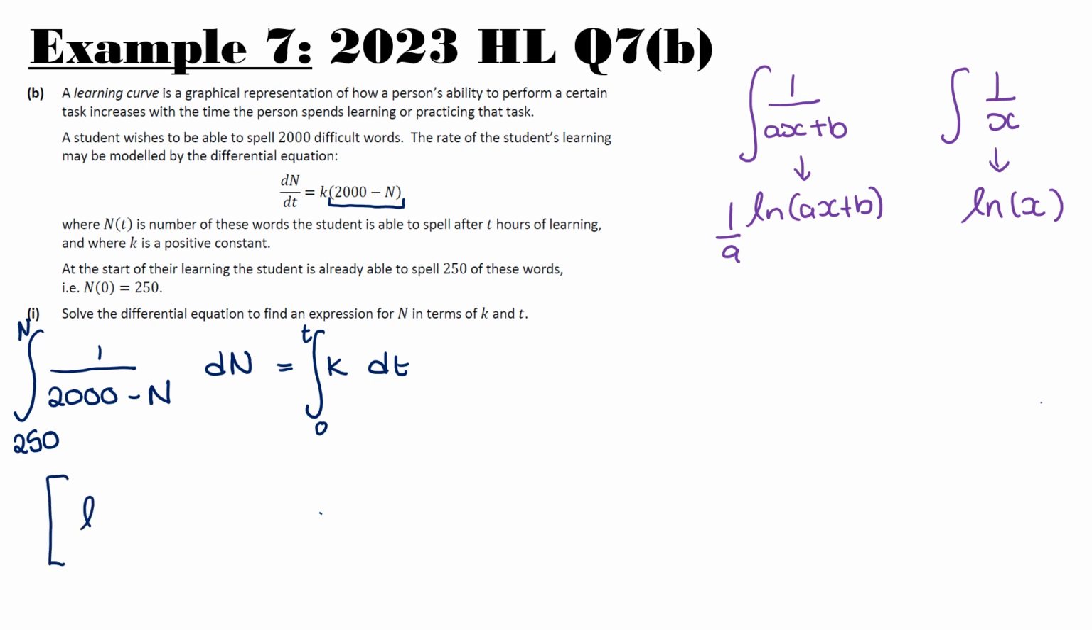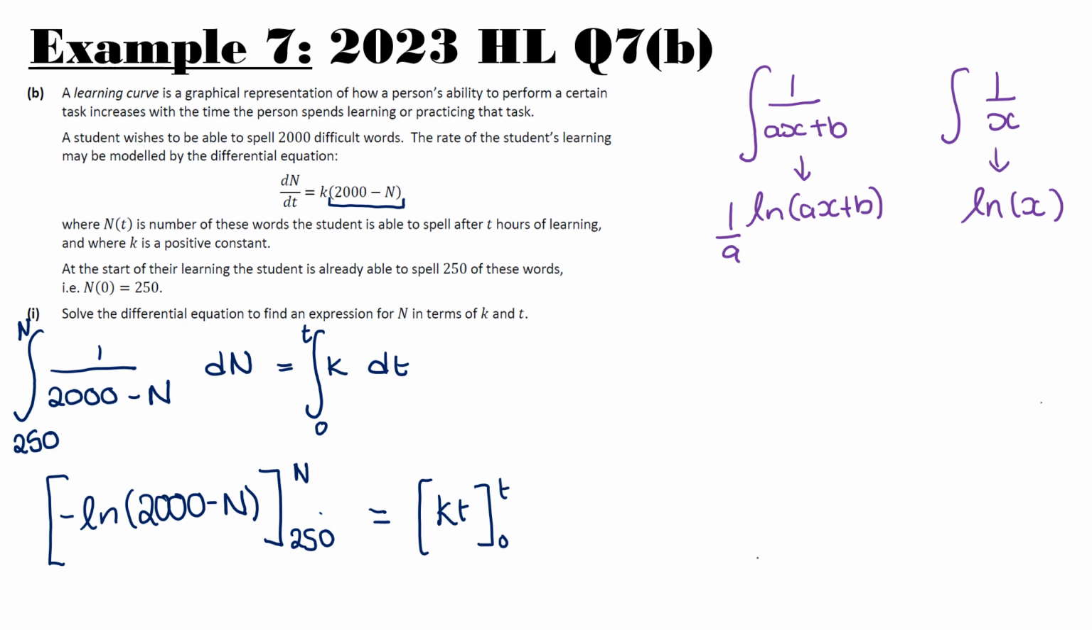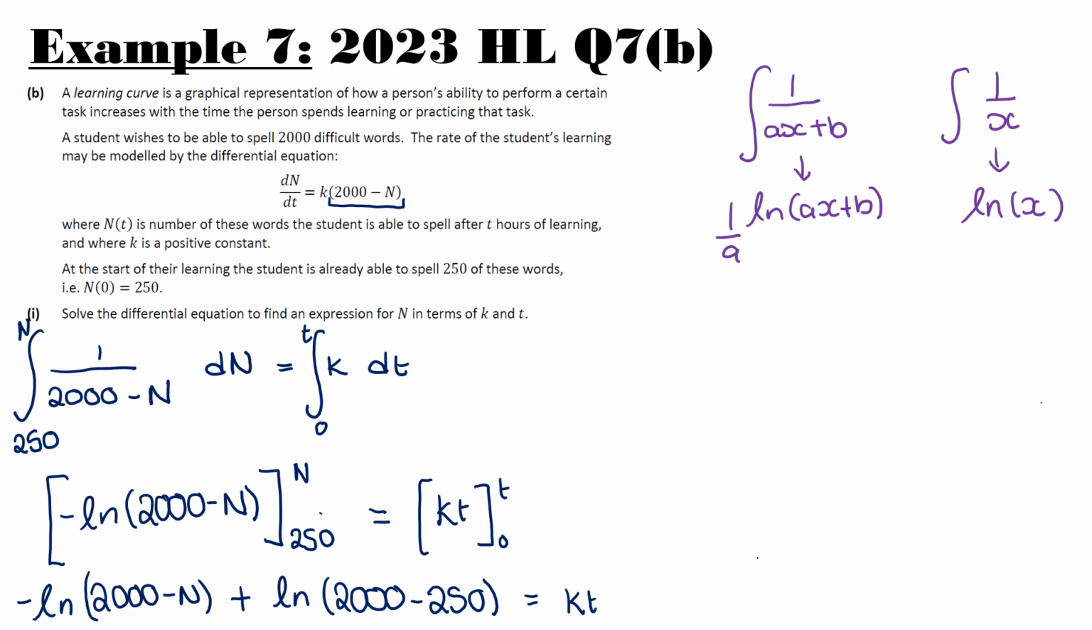So we have here on the left-hand side the natural log of (2,000 minus n). Be really, really careful here. You might think there's no coefficient of n, but there's actually a minus. So we're going to divide by minus 1, which effectively just makes this negative. We're going to evaluate that between 250 and n. On the right-hand side, we get kt, which is between 0 and t. So then we get minus the natural log of (2,000 minus n), minus the minus, which gives us plus natural log of (2,000 minus 250), and that equals kt.